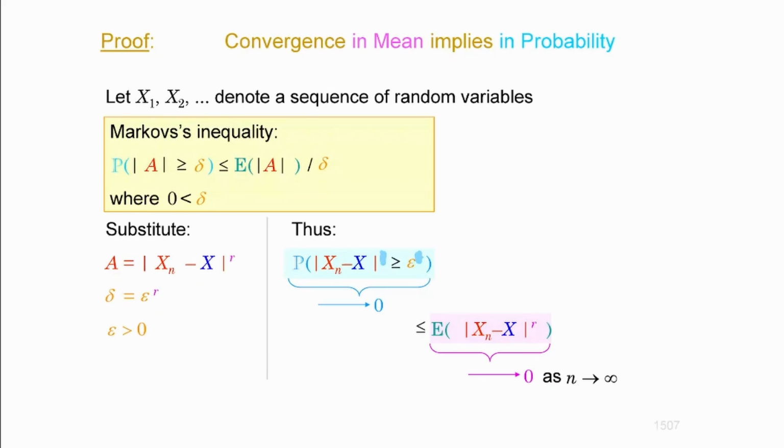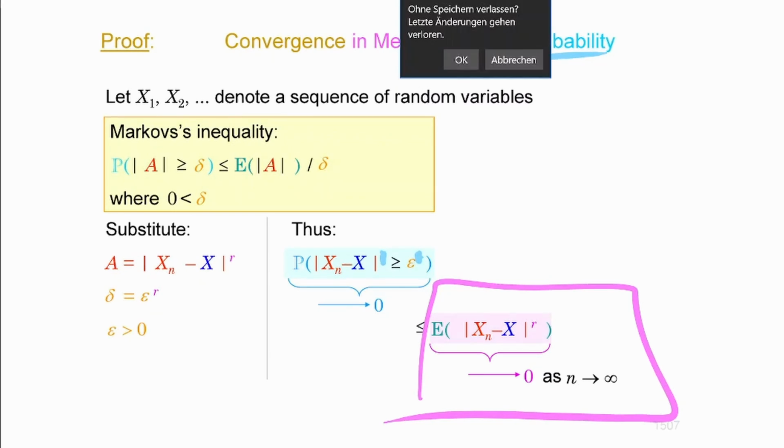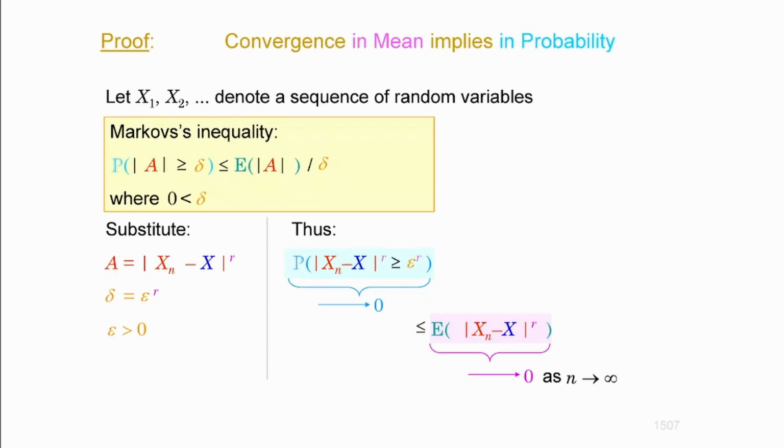The fact that this probability converges to 0 is actually the definition of convergence in probability. The probability that the distance between the members of the sequence and the limit exceeds a certain value is converging to 0. Why? Because we still have convergence in mean. So if you have convergence in mean, you also have convergence in probability. This is the implication that is proven here. Astonishingly easy to prove. I've got 10 minutes left, so that's going to be fine for the rest. That's not going to be difficult.